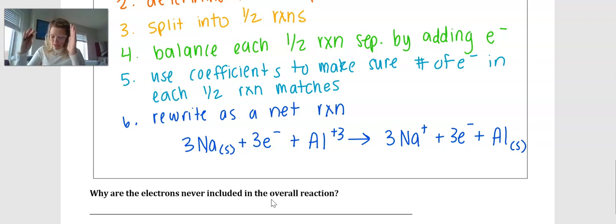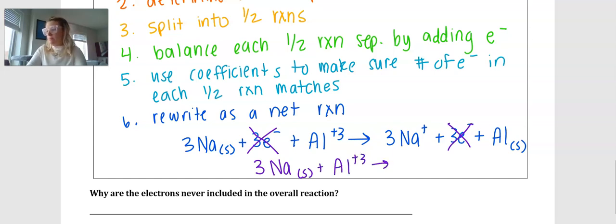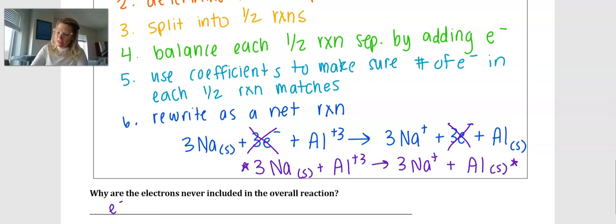Okay? Now, in a net reaction, we can eliminate anything that matches on our reactants and our product side. So the only thing that matches is our electrons. We're going to go ahead and eliminate those, and our final equation is 3 Na solid plus Al plus 3 becomes 3 Na plus Al solid. So why are the electrons not going to be included in our overall net reaction? Because the electrons match on both sides.